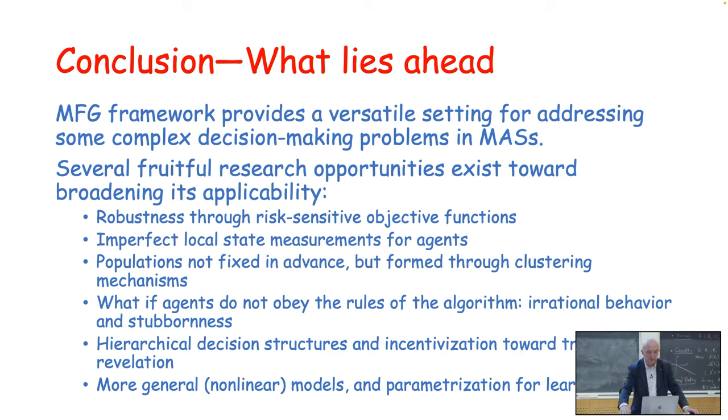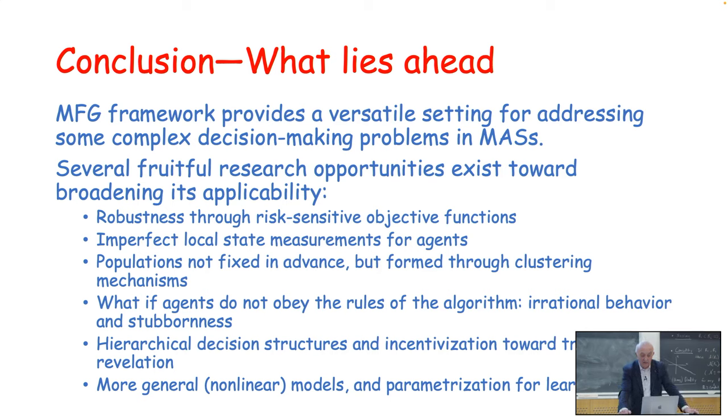I want to stress the point that the mean field game framework provides quite a versatile setting for addressing some complex decision-making problems in multi-agent systems. And there are several fruitful research opportunities for the future. One can bring in robustness to risk-sensitive objective functions, which I said we have done for mean field games, but not within the learning context. If each generic agent does not have perfect state measurement, but imperfect state measurement, then you have to use some sort of Kalman filtering. So there are two states you have to deal with.